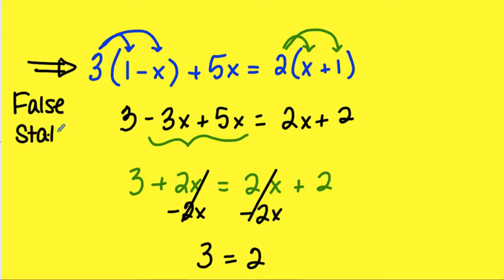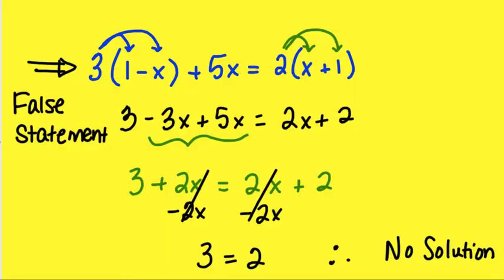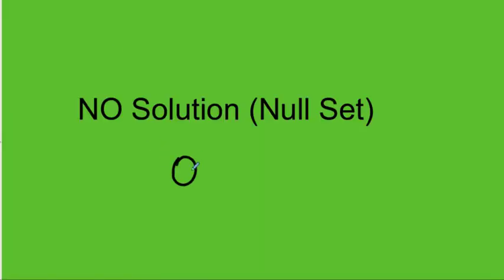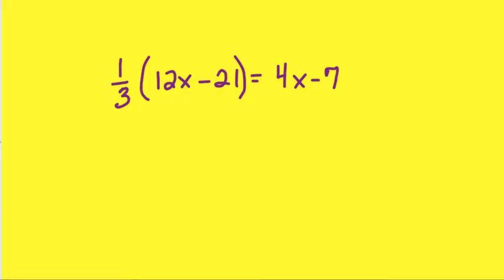The variable disappeared, and basically in doing so, it's giving us this response that's 3 equals 2. So we would say, therefore, there is no solution, or it's a null set. No solution or null set. And the way we can write that is using a circle with a line through it. It's one of the symbols that means empty set or null set. Okay? All right, let's try another one.